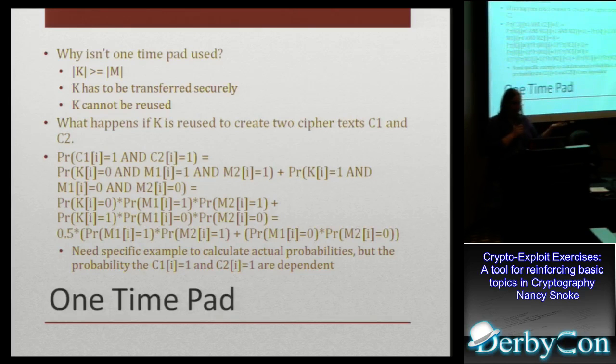And you can't reuse K, because if you reuse K, well, you get this gigantic mess of probabilities here that I think is probably readable, and you can see, if you actually had an example, that you get a correlation between the two ciphers. Like one example I ran came up with 0.31 as your probability, and so you end up with them not being independent. So you learned information. All right. So that's why you don't want to reuse keys.